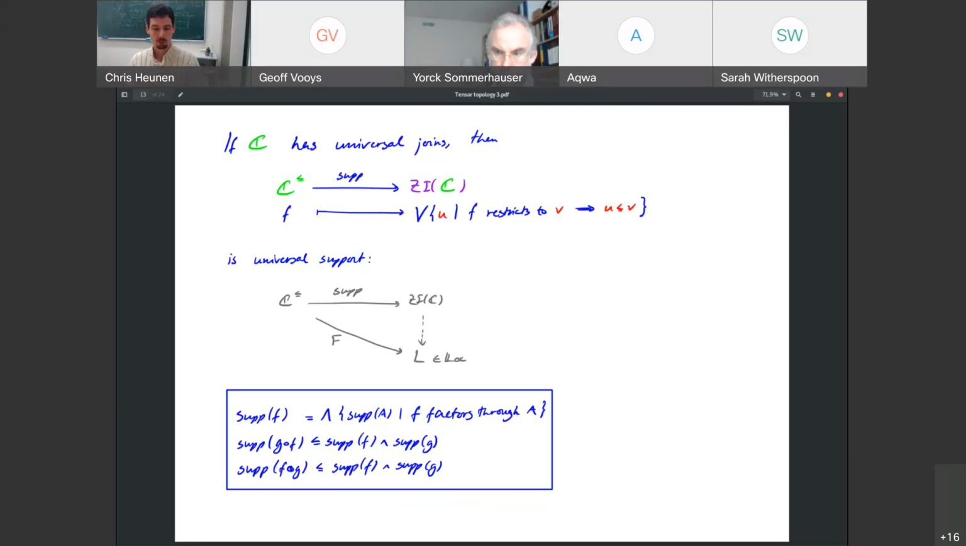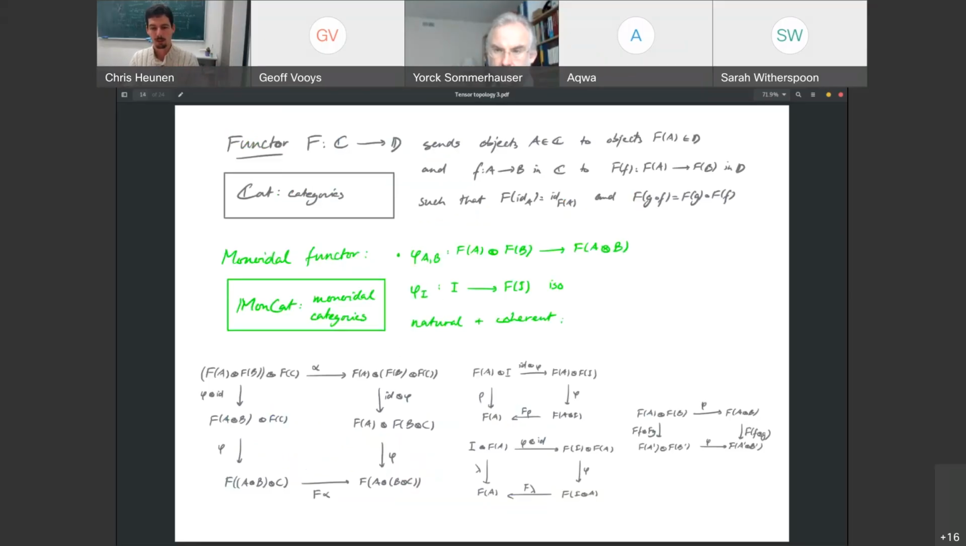axioms. For example, the support of a composition is contained in the intersection of the supports. And similarly, the support of a tensor product is contained in the intersection of the supports. So now we can talk about support of morphisms and objects by just a single central idempotent. All right. Now, so that's why we like universal join properties.